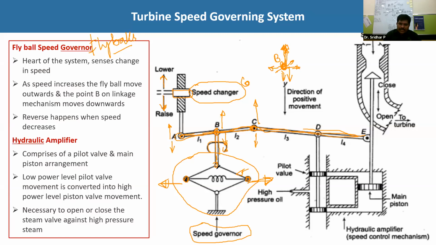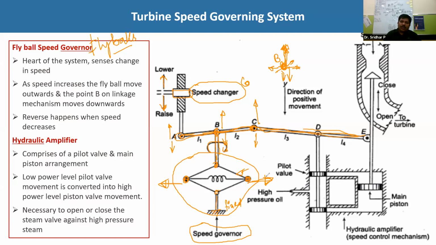Now, this is the speed governing system. This is one fly ball, and this is also one fly ball. These two are connected by means of a spring, and there are two other sides of this speed governor. One is connected to a fixed surface, which is fixed in nature. The other point is a variable point. It will be connected to the point B. This is the pivoted point.